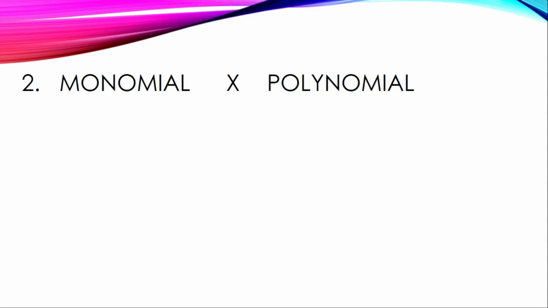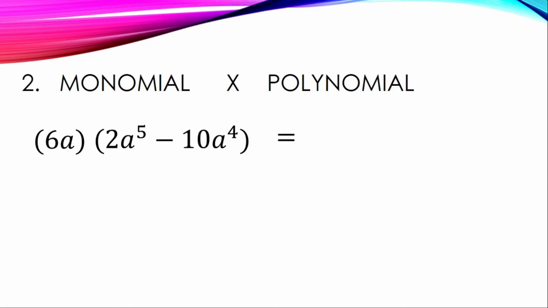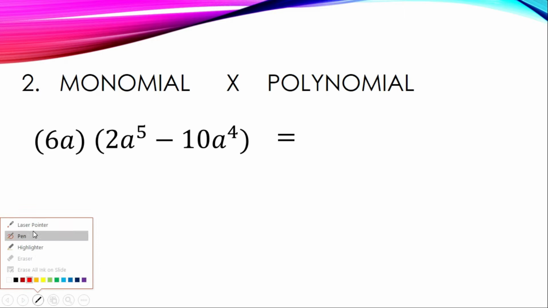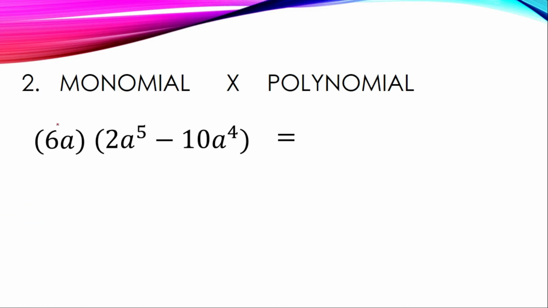So let's proceed to the next, monomial times polynomial. For example, we have 6a times the quantity 2a raised to 5 minus 10a raised to 4. Of course, we will do the distributive property of multiplication. So I will show you. The first term is multiplied to the first term, and your answer is 12a raised to 6. And then the first term to the second term, your answer is negative 60a raised to 5.